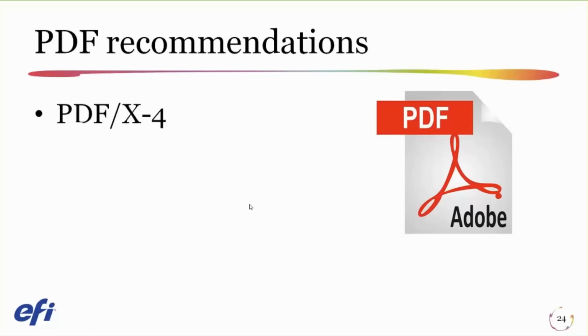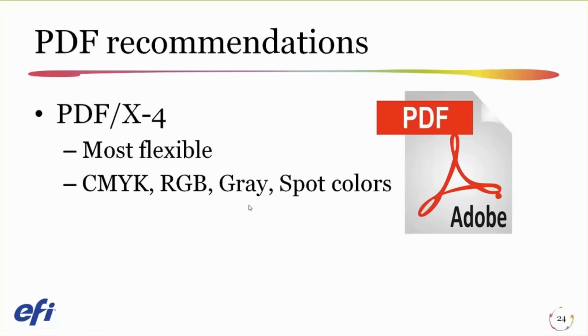Next, PDF X4. We've jumped ahead a few versions of PDF. Now, this is the most flexible. It can contain CMYK, RGB, grayscale images, and spot colors, all within the same PDF file. ICC profiles are allowed, not only on the PDF file itself, but each individual element can have its own ICC profile. So you could have a CMYK image that's in SWAP, and another CMYK image that's in FOGRA 39, along with an RGB image that's in ProPhoto, etc., all in the same PDF file.